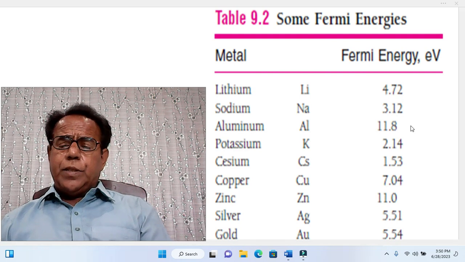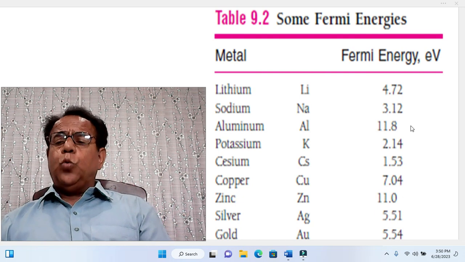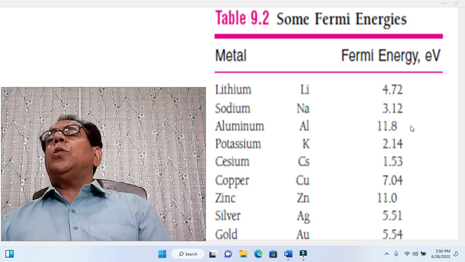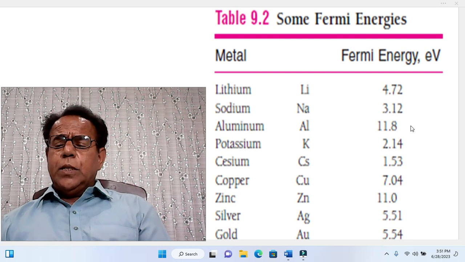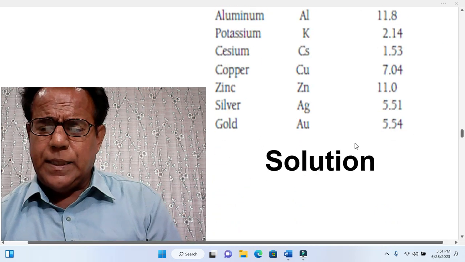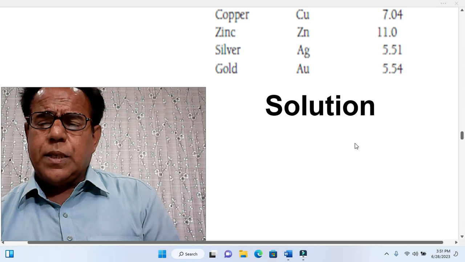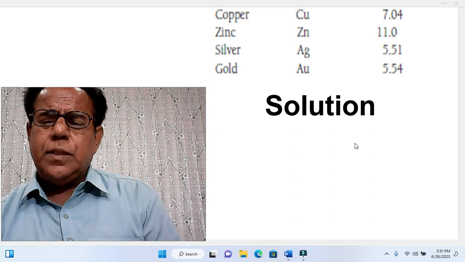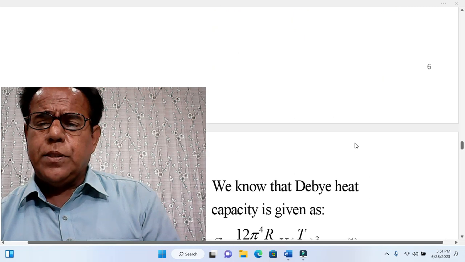In another version in which the table regarding Fermi energy is described, Fermi energy of silver, Ag, is 5.51. So Fermi energy according to these tables slightly varies from 5.48 to 5.51, but it is not a contradictory situation. It is quite acceptable. Now we come towards the solution of this problem.